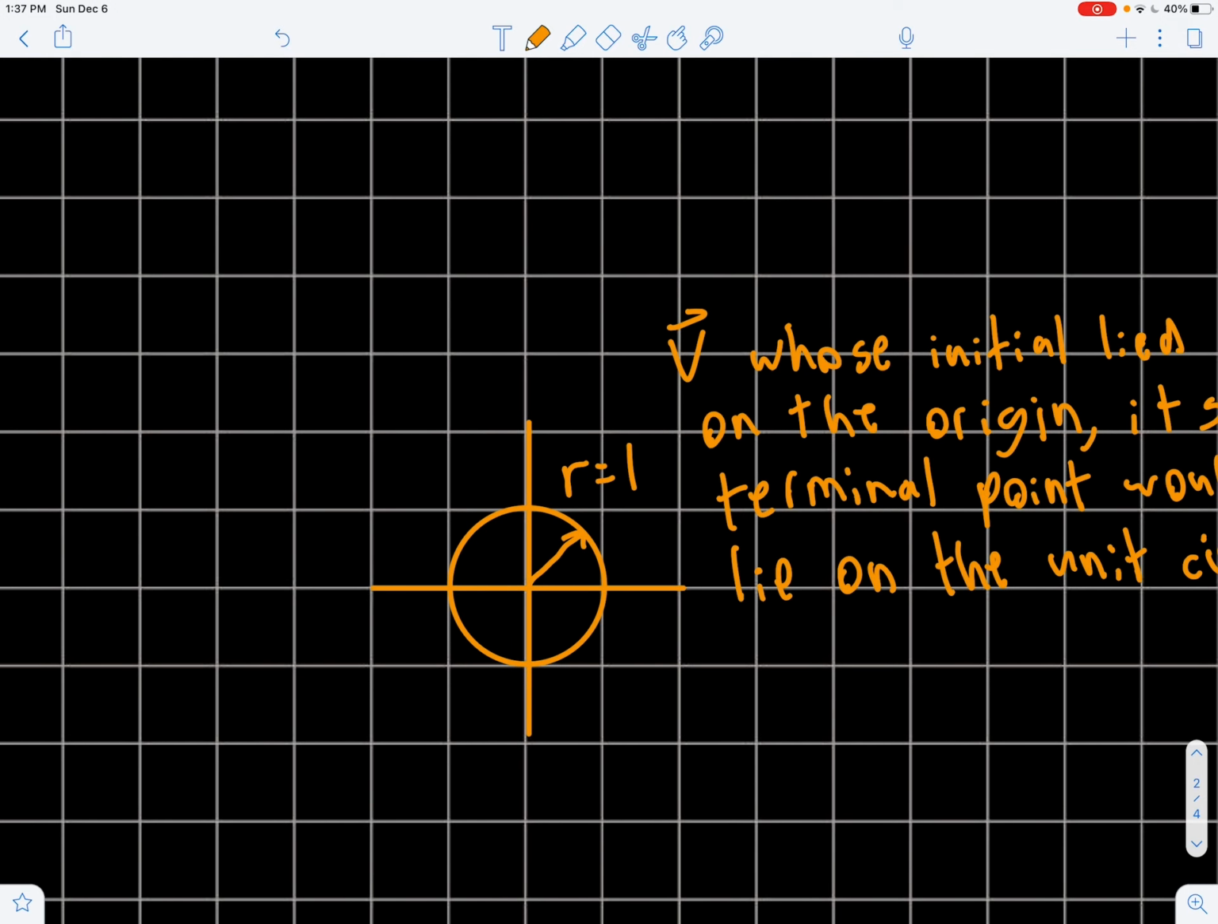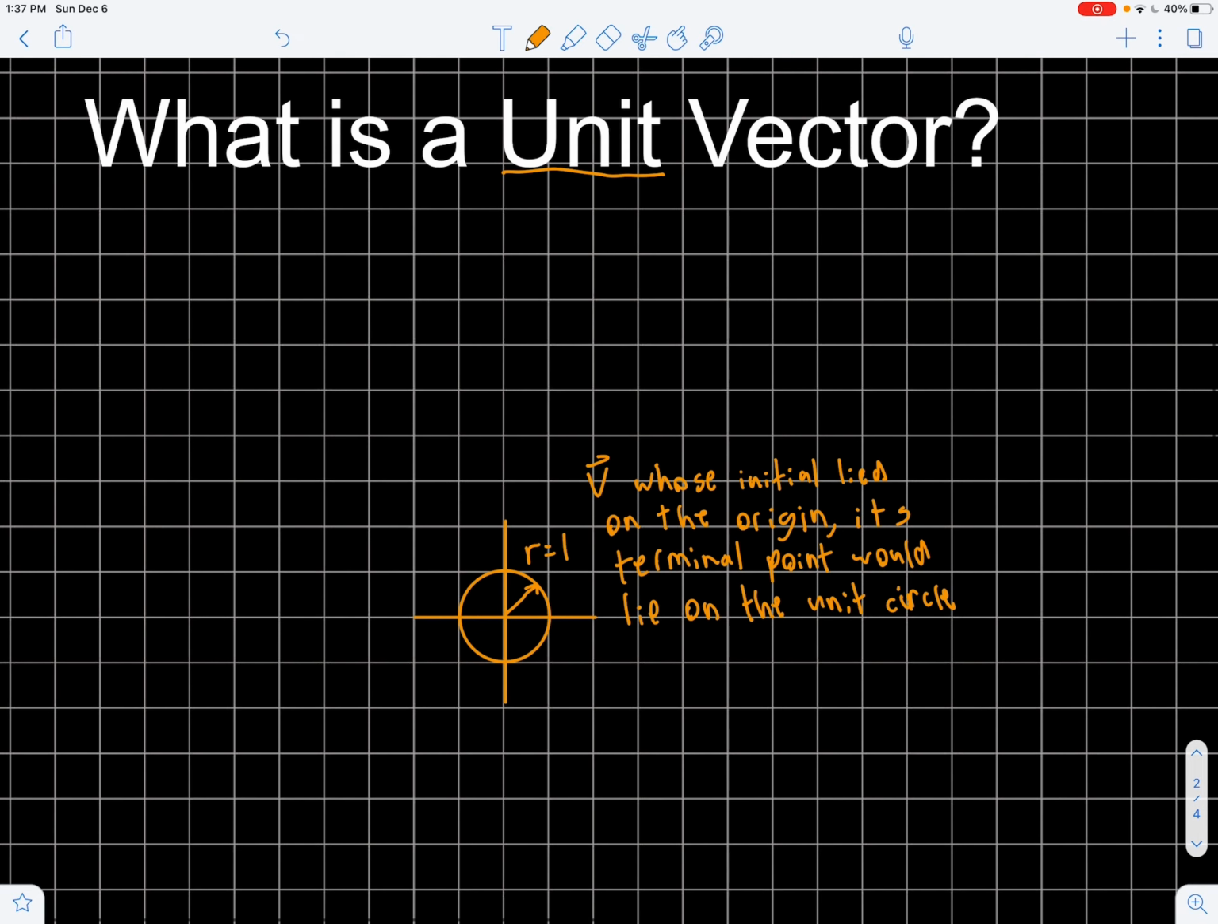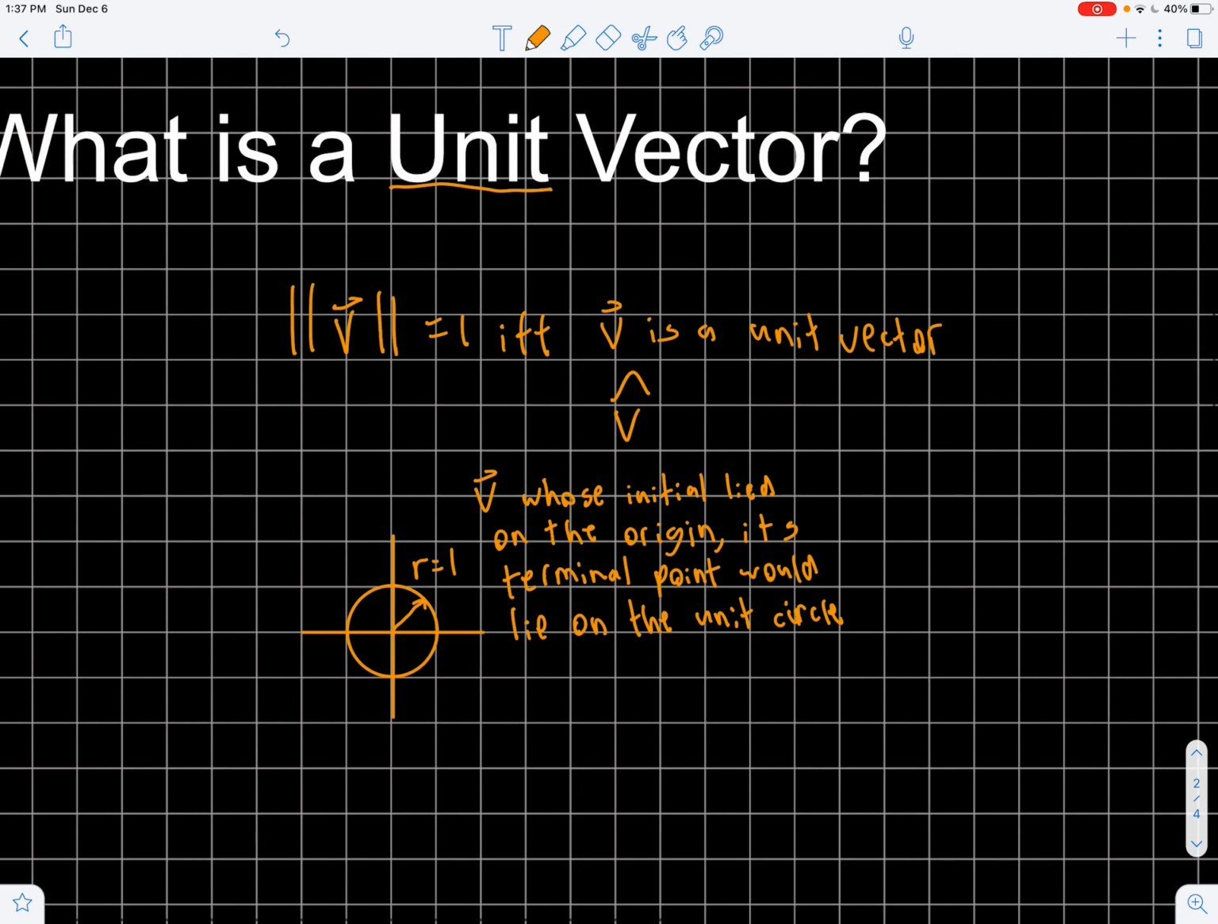If I'm going to be totally frank, a unit vector is any vector whose length is 1. So I'm just going to write that down. Length of v equals 1 if and only if v is a unit vector. And there is another way to write this case. It's a v with a little hat. That little hat means it's a unit vector.